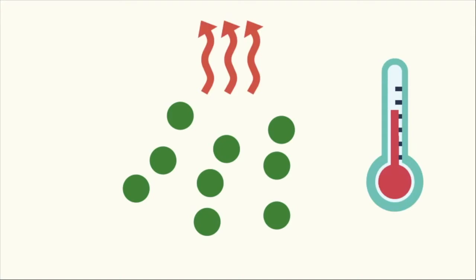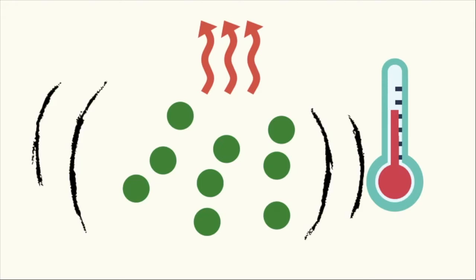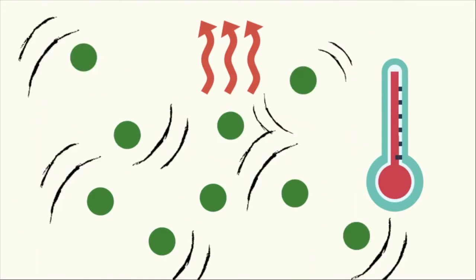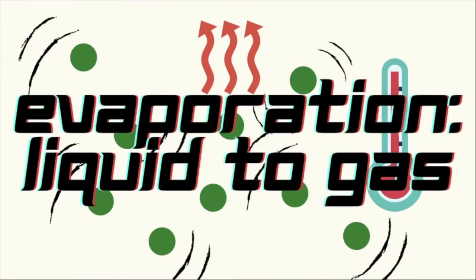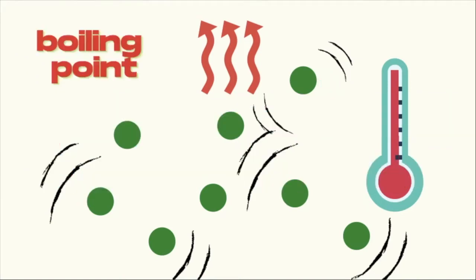So what happens if we add more thermal energy or more heat to a liquid? Well, the same thing is going to happen. They're going to keep vibrating and moving more and more until they evaporate. Evaporation is the phase change from a liquid to a gas. So the boiling point is going to be the temperature at which the molecules go from a liquid to a gas.